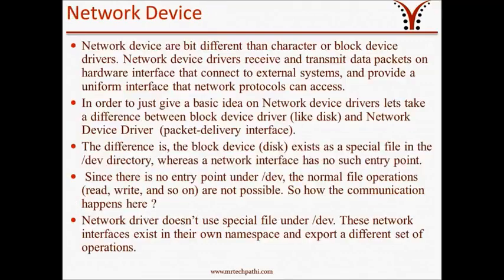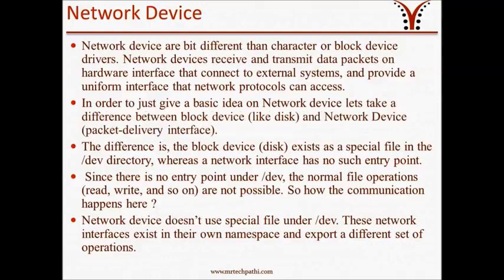Coming to network devices, they are a bit different from character or block devices. Network device drivers receive and transmit data packets on the hardware interface that connects to the external system and provide a uniform interface that network protocols can access. To give a basic idea of network devices, let's take the difference between a block device and a network device. A simple difference is that a block device, like a disk, exists as a special file in the /dev directory, whereas the network interface has no such entry point. Since there is no entry point under /dev, the normal file operations like read and write are not possible.